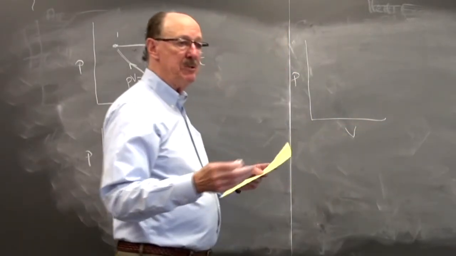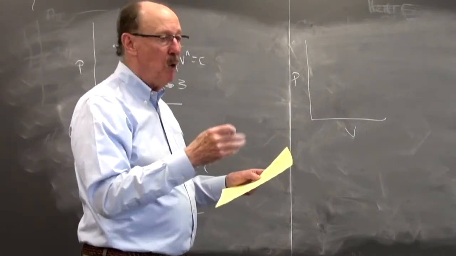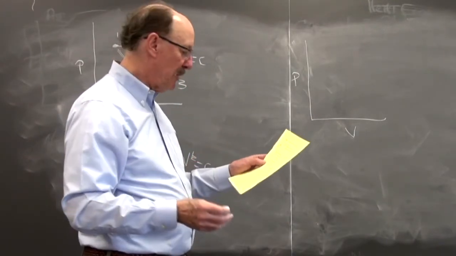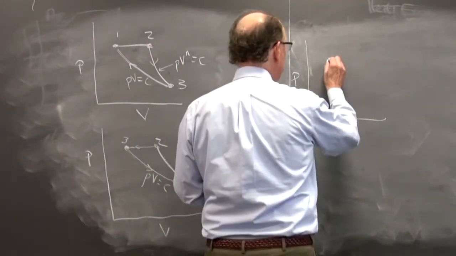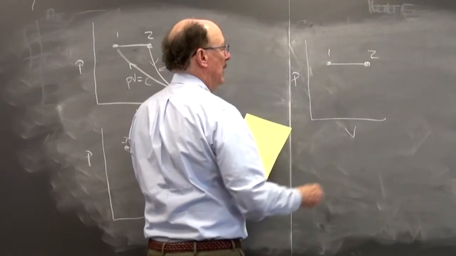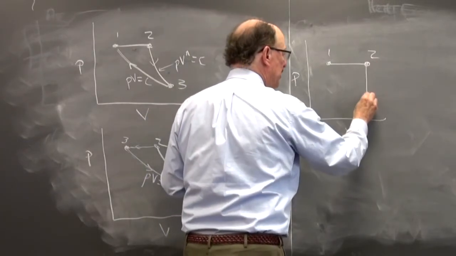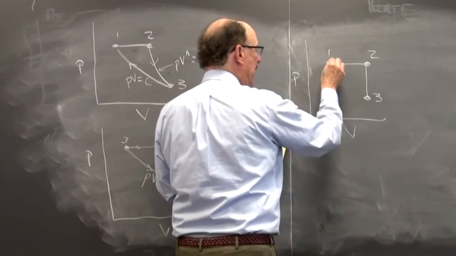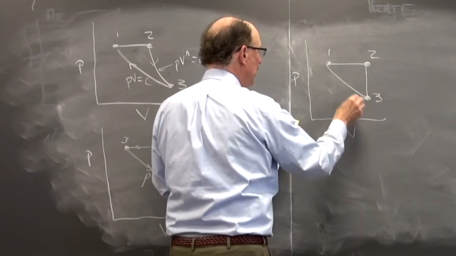The reason I'm introducing these is that the homework problems include something on a 3 process cycle. So then I could have something from 1 to 2 like this. I could have a constant volume process from 2 to 3, and then I could have a polytropic process from 3 to 1.